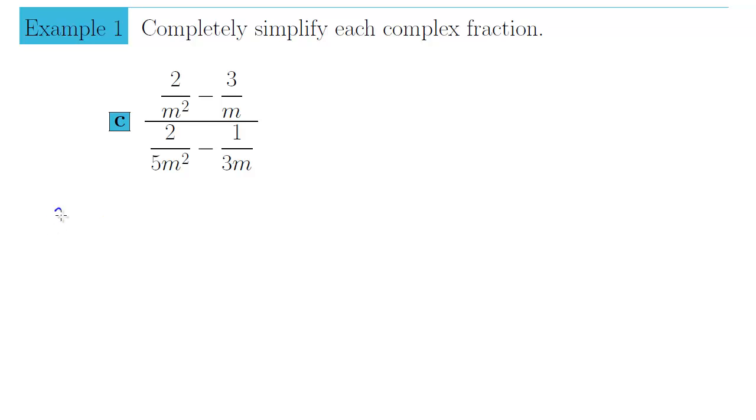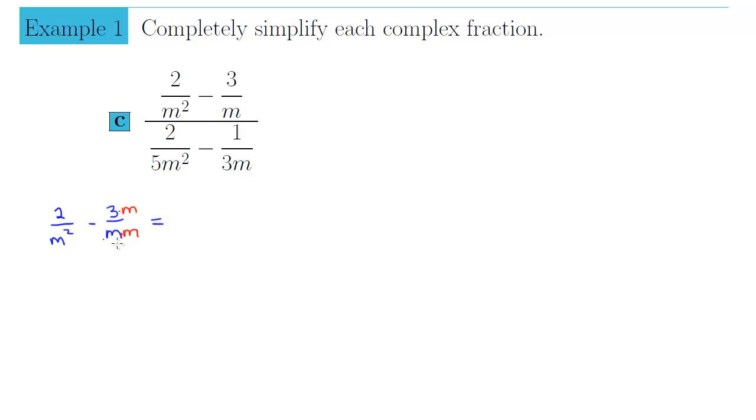Let's start. We have 2 over m squared minus 3 over m. To combine these two rational expressions, we need a common denominator. Notice we have m squared here and m here. The common denominator is simply m squared. So what do we need to do to change this fraction to have an m squared? We need to multiply by a factor of m in the denominator and consequently the numerator.